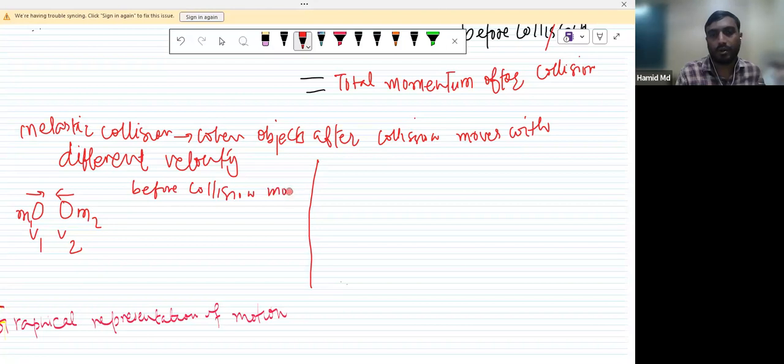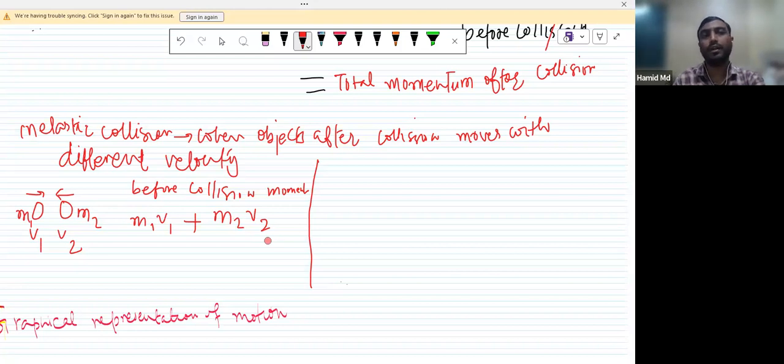Before collision, momentum. What is momentum? How do we define momentum? The product of mass and velocity. So mass of the first object times velocity of the first object, and we will give the sum sign, mass of the other object times velocity of the other object. This is before collision, right? Yes, sir. What about after collision?